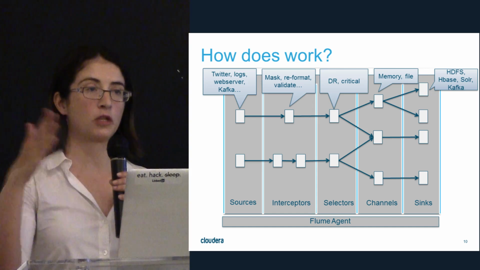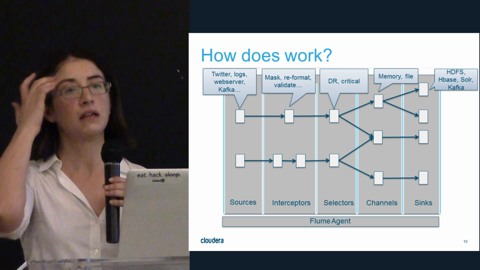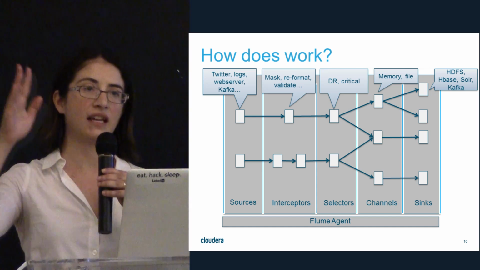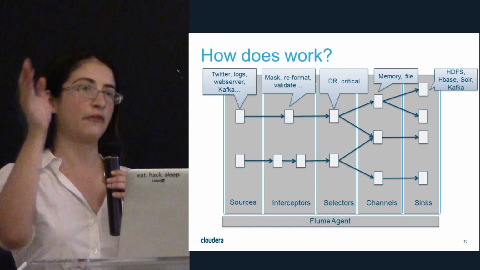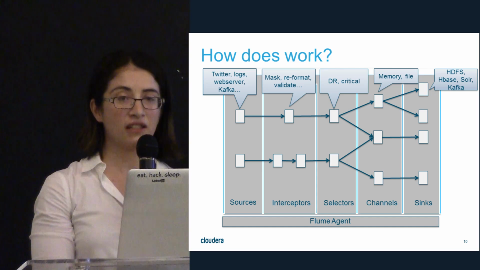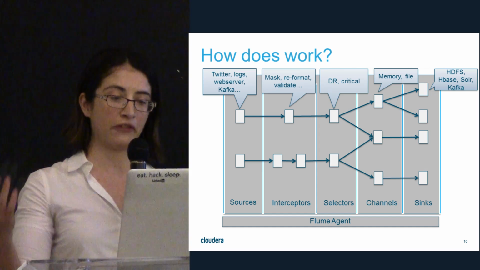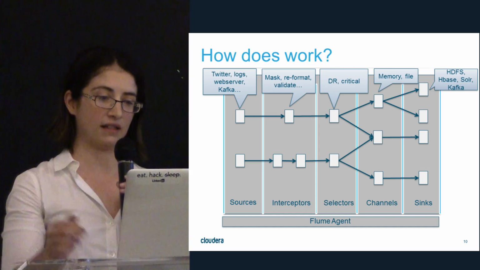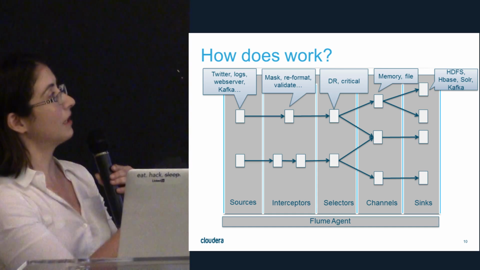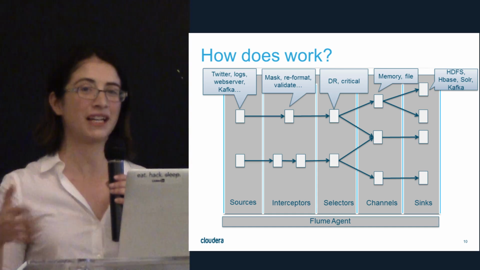Selectors allow you to split the data. So if you have, for example, a stream of logs, but you want errors to go to HBase and be handled immediately, while everything has to go to HDFS, that's where you do it. We have the channel. As I said, the data can be persisted to a file, so if something crashes, we can get the data back. And then over there at the end, the data can get sent to HDFS, HBase, Solr, or Kafka.